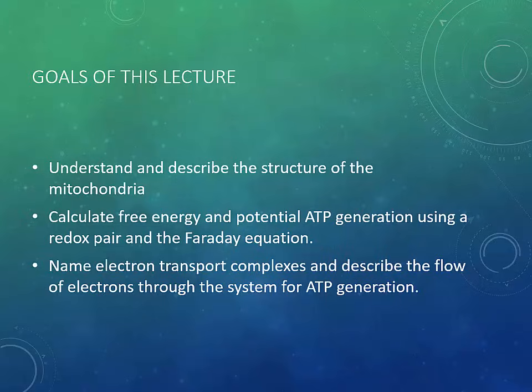Your goals for this lecture are to understand and describe the structure of the mitochondria, pretty much straightforward. Then we're going to calculate free energy and potential ATP generation using a redox pair and the Faraday equation, and that sounds more complicated than it actually is. Then we will name the electron transport complexes and describe the flow of electrons through the system for ATP generation.